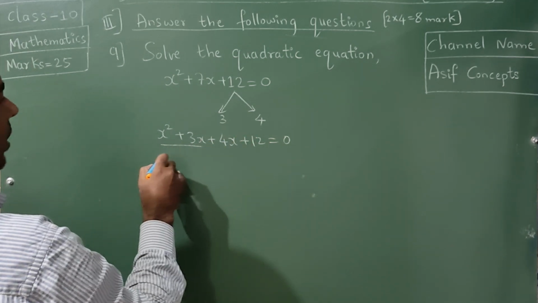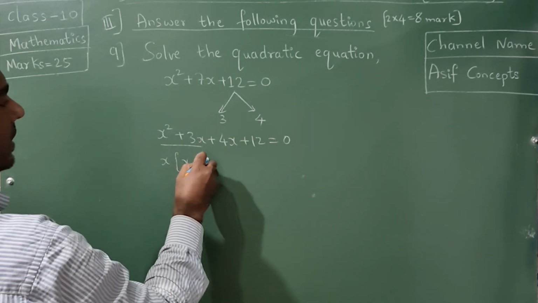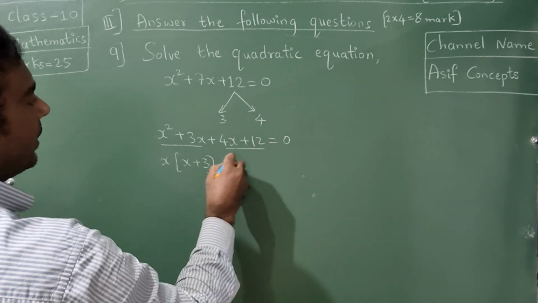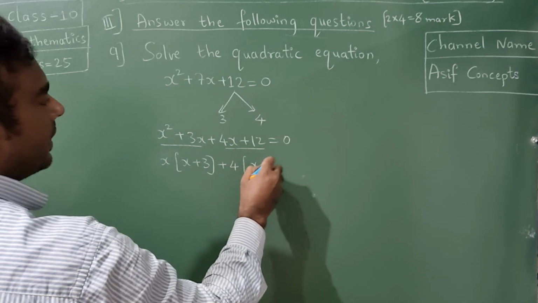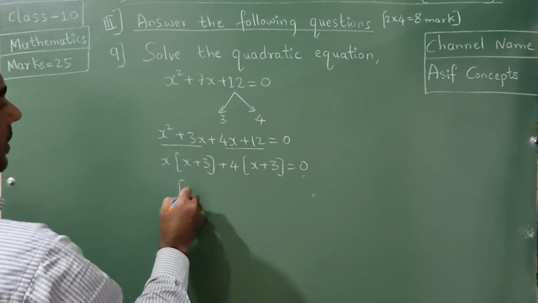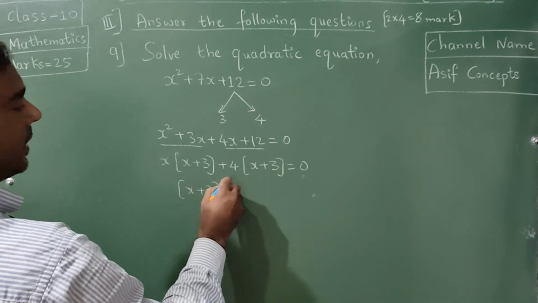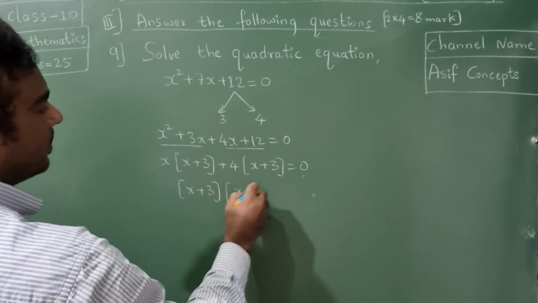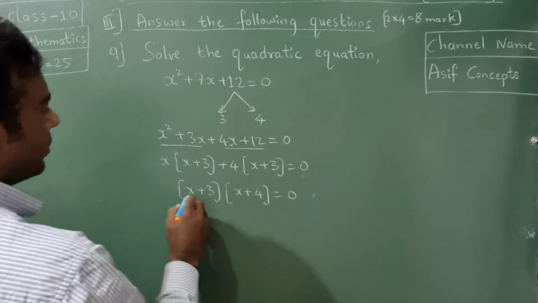In these two, what is common? x is common, so I am going to write x plus 3. In these two, what is common? 4 is common, so I am going to write x plus 3. Again you can see x plus 3, x plus 3. Write it as x plus 3, and the remaining terms are x plus 4 is equal to 0.